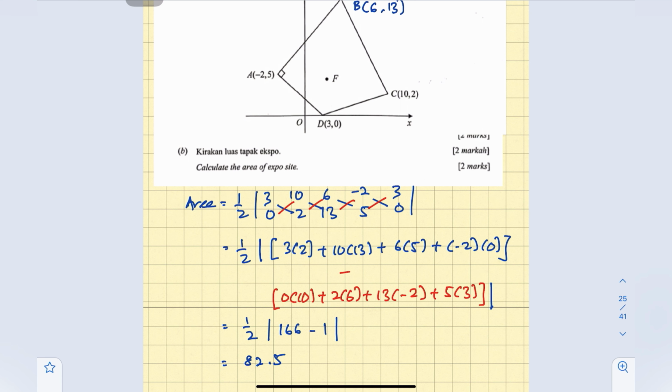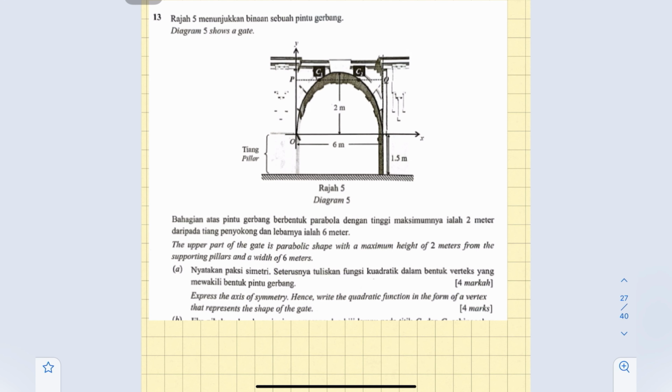Number 13, diagram 5 shows a gate. The upper part of the gate is parabolic shape with a maximum height of 2 meters from the supporting pillars and a width of 6 meters. A, express the axis of symmetry. Hence, write the quadratic function in the form of a vertex that represents the shape of the gate.